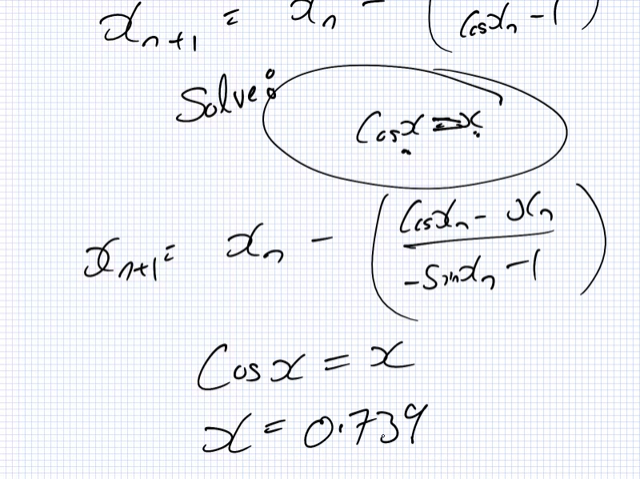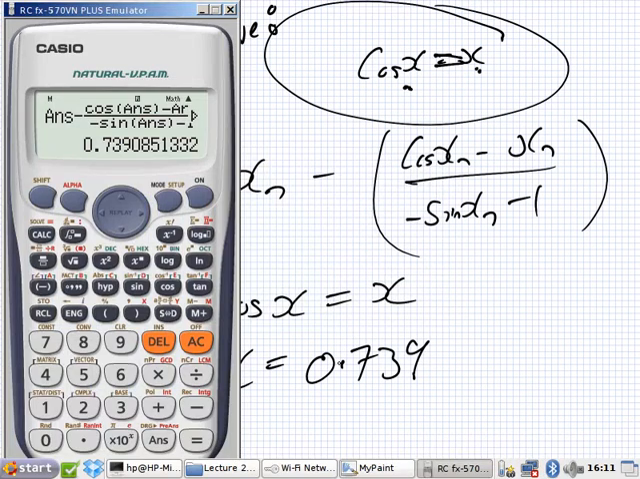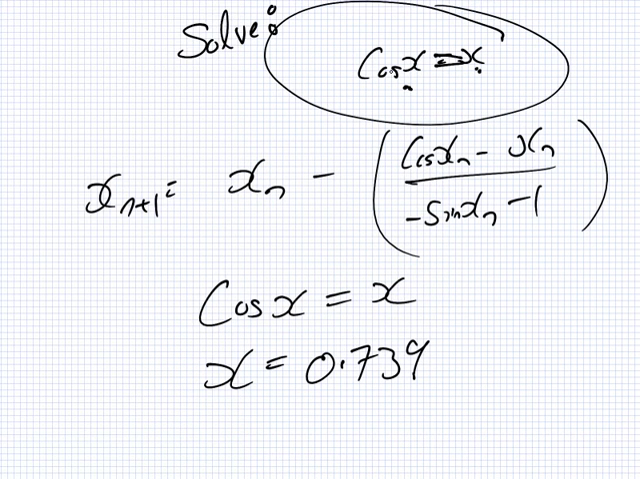I don't know, it's not any proportion of pi. So what is cos of 0.739? 0.739. Right. I start with 1. It has to be a radian one. Yes.